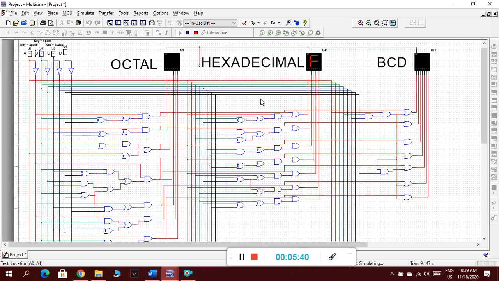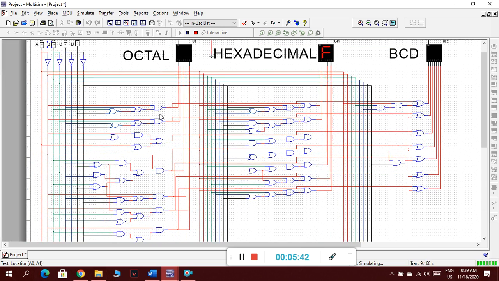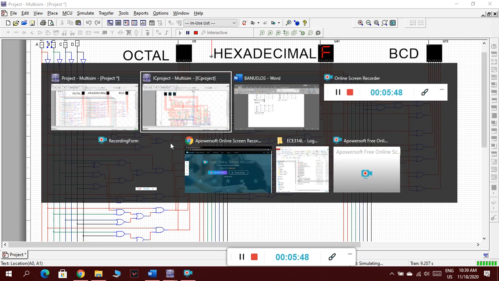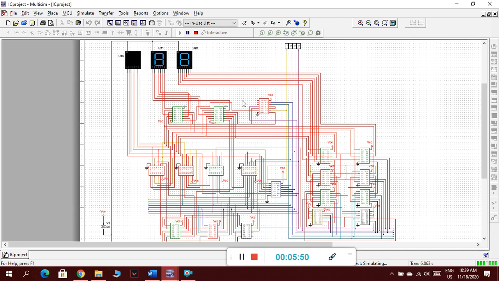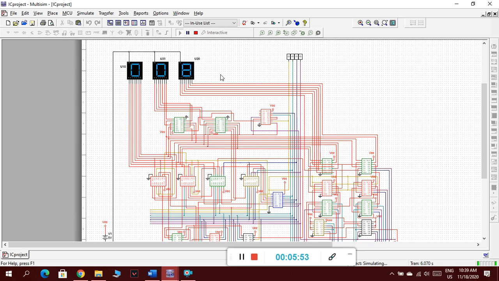So in actual situation, we cannot use only this kind of gates. These gates in actual life come in a form of IC. So in IC, we have this one. This one is for the octal, this one is for the BCD, and this one is for the hexadecimal.